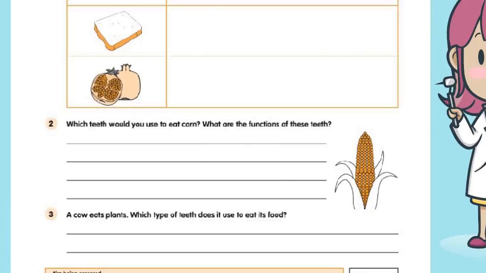What are the functions of these teeth? Which type of teeth used to eat the corn? To bite the corn, incisors are used and premolars and molars to grind and chew the corn.